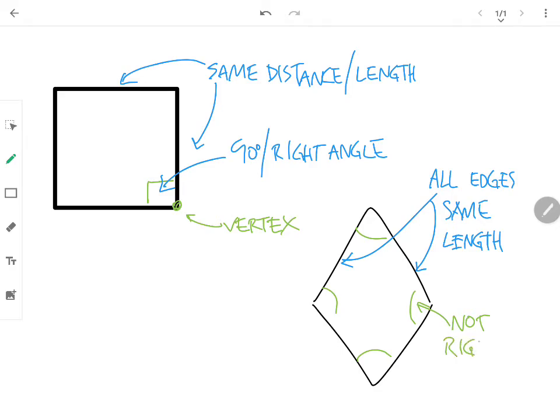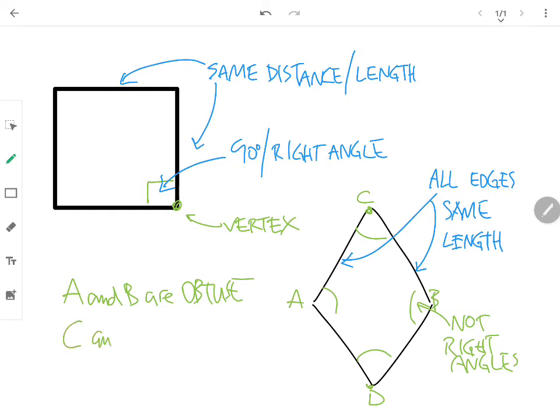these are not right angles. In fact, two of these angles, I'm going to call the edges A and B, the angles formed by the edges A and B, are bigger than 90 degrees, so we call them obtuse. And the angles that are in points C and D, the vertices C and D, these angles C and D are what we call acute angles, or angles that are less than 90 degrees.